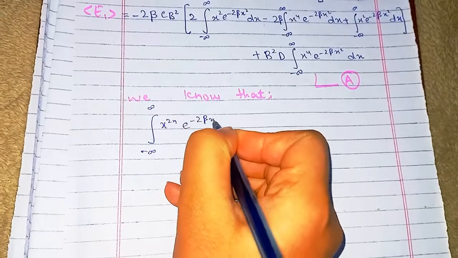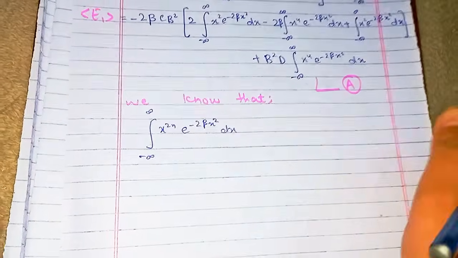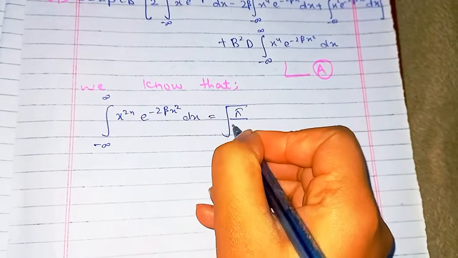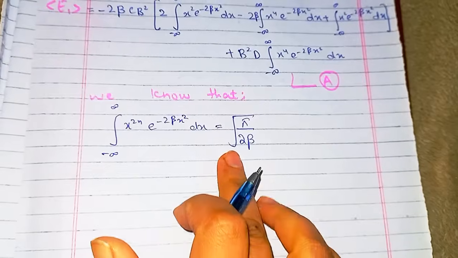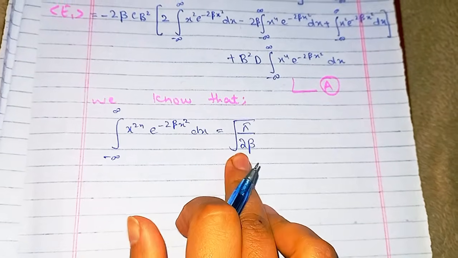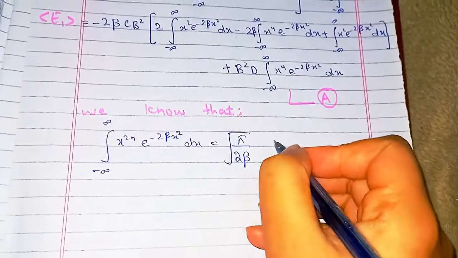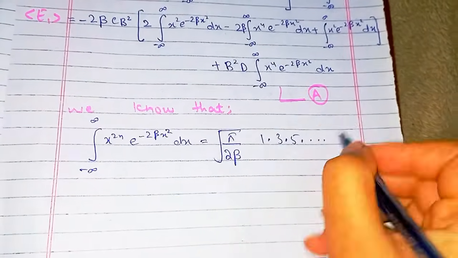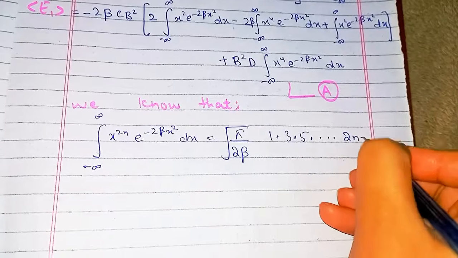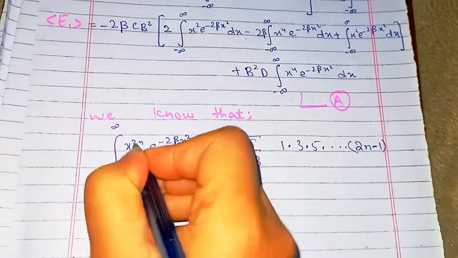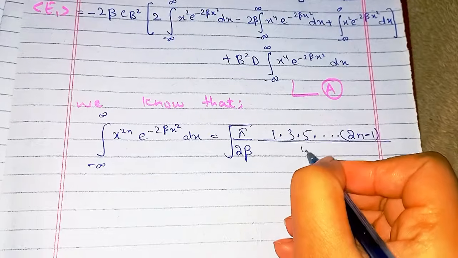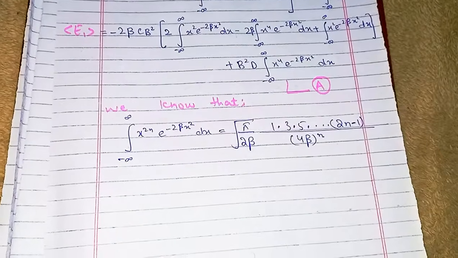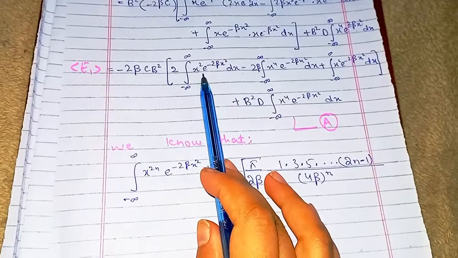Minus 2 beta x square dx, this integration equals pi by 2 beta, that's always there irrespective of the value of n, and then we have 1 dot 3 dot 5 dot, and the last number in the series is determined by this factor which depends upon n, divided by 4 beta power n.